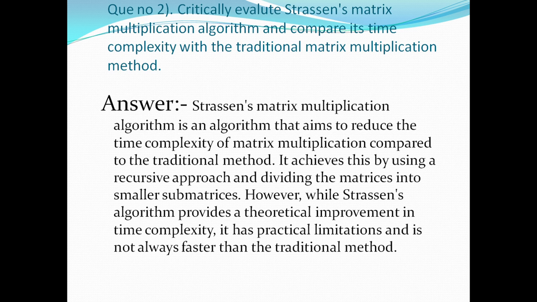So the next question is: critically evaluate Strassen's matrix multiplication and compare its time complexity with the traditional matrix multiplication method. So the answer is, Strassen's matrix multiplication is an algorithm that aims to reduce the time complexity of matrix multiplication compared to the traditional method. It achieves this by using a recursive approach and dividing the matrix into smaller submatrices.